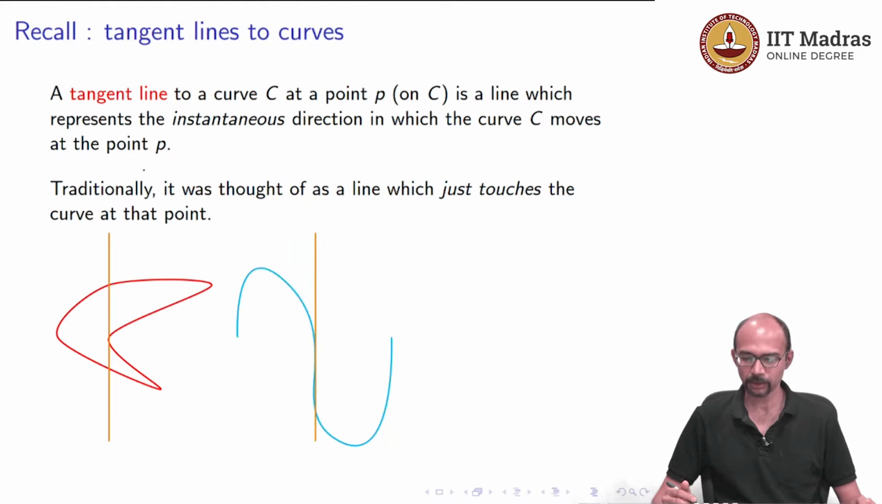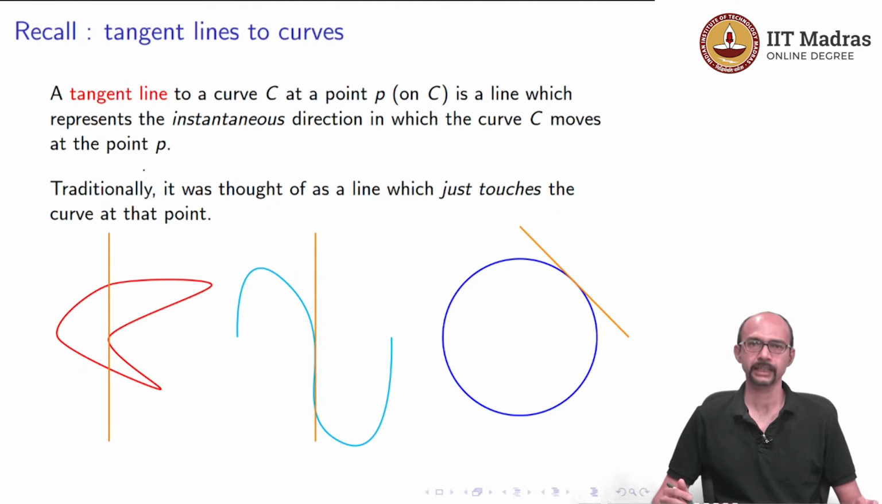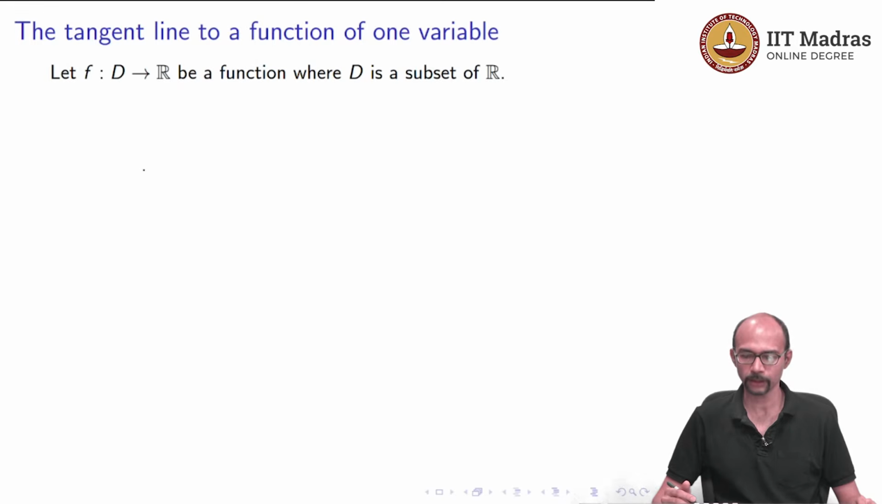As examples, here are curves that we had actually seen in our study of one variable calculus, along with the tangents to those curves. This is just a recollection of what we had done in one variable calculus. From here, how did we move to functions? We looked at the graph of the function. Suppose we have f from D to R, where D is now a subset of R.